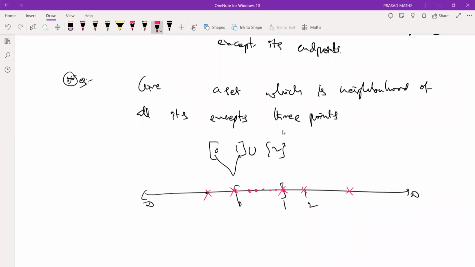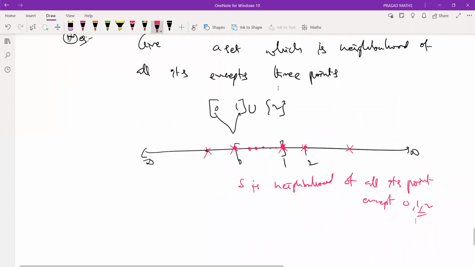except 0, 1, 2. Set లో ఉన్న పాయింట్స్ ఏంటి? 0 దగ్గర ప్రాబ్లం అవుతుంది, 1 దగ్గర ప్రాబ్లం అవుతుంది, 2 దగ్గర ప్రాబ్లం అవుతుంది. Therefore S is a neighborhood of all its points except which points? 0, 1, 2. సెట్ లో పాయింట్సే కదా. నైబర్హుడ్ ఆఫ్ ఆల్ ఇట్స్ పాయింట్స్ ఎక్సెప్ట్ 3 పాయింట్స్ అన్నాను. 3 పాయింట్స్ దగ్గర మాత్రం ప్రాబ్లం అయ్యేటట్టు ఇవ్వండి అన్న. Now the same question: give me a set which is a neighborhood of all its points except 4 points.